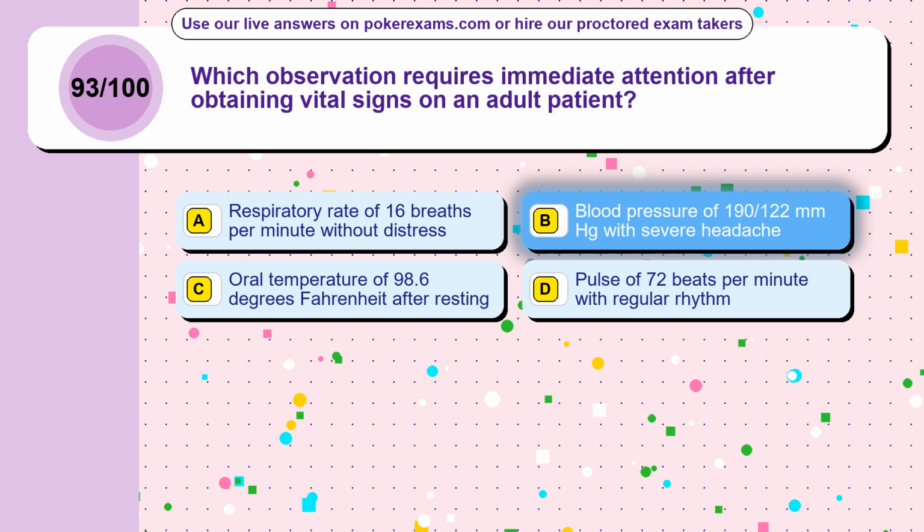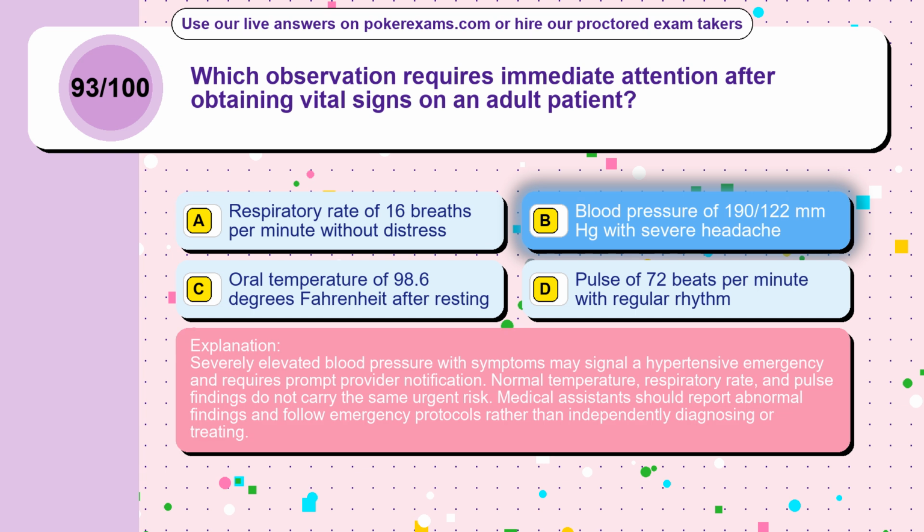Blood pressure of 190/122 mmHg with severe headache. Severely elevated blood pressure with symptoms may signal a hypertensive emergency and requires prompt provider notification. Normal temperature, respiratory rate, and pulse findings do not carry the same urgent risk. Medical assistants should report abnormal findings and follow emergency protocols rather than independently diagnosing or treating.